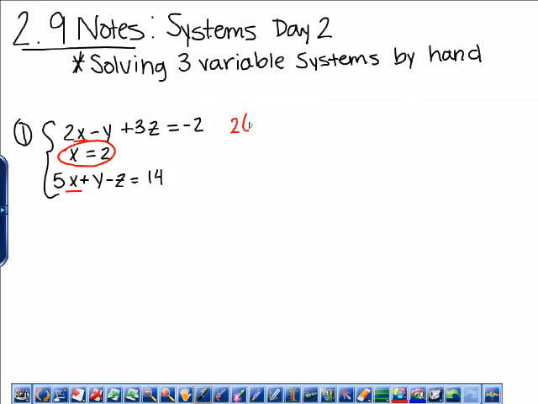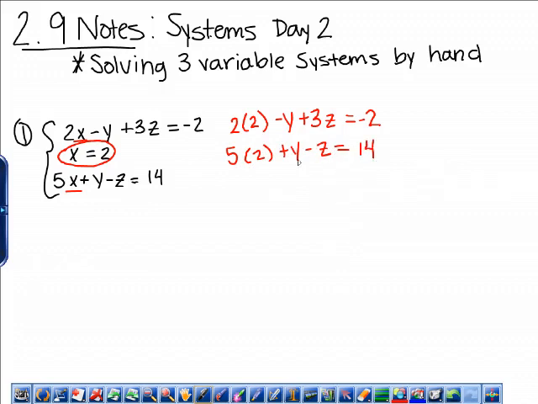This is going to give me 2 times 2 minus y plus 3z equals negative 2. And 5 times 2 plus y minus z equals 14. All right, I want to go ahead and simplify these, combine like terms. So I know 2 times 2 is 4, so I'm going to subtract my 4 over here. Would you agree that I have negative y plus 3z equals negative 6?